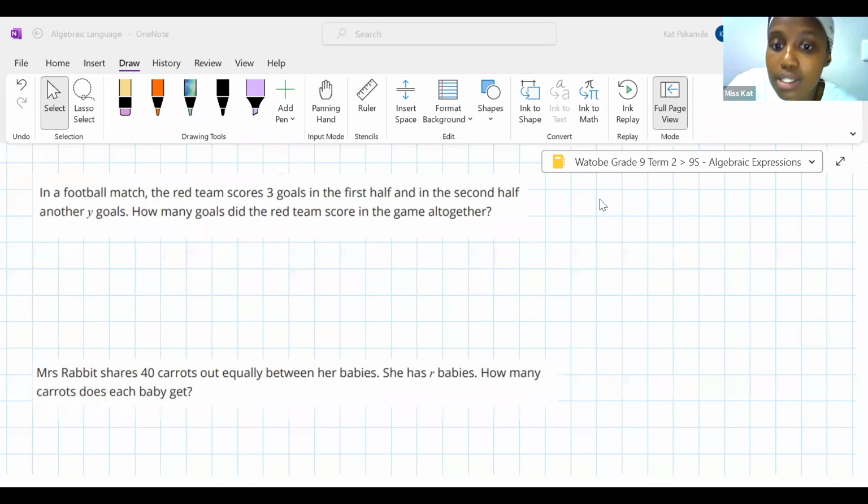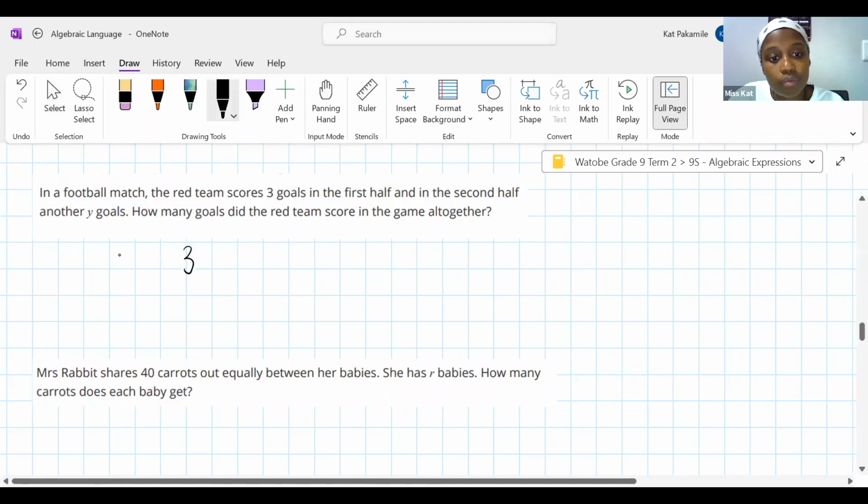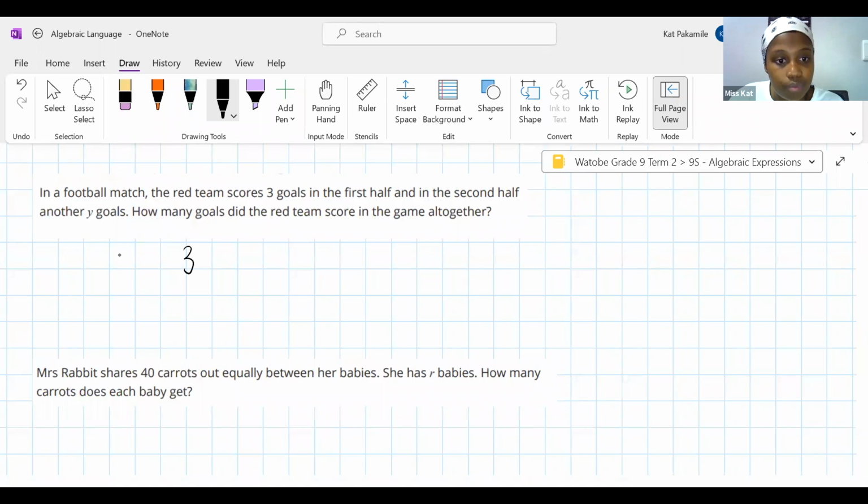Okay, Ntabise wants to answer this one. What did you come up with? Since in the first half they scored 3 goals, I said 3. And then in the second half, they scored another y goals. Another basically means adding, so I put plus, and then I put y. Beautiful. So I said 3 plus y. That would be correct.